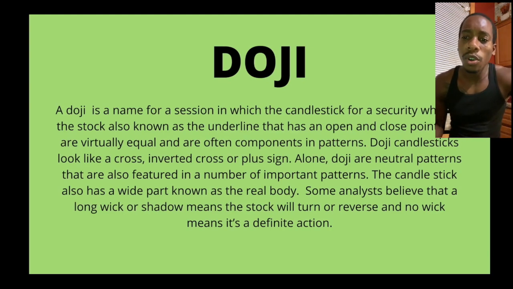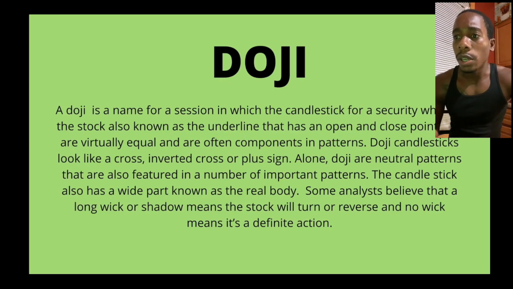The candlestick also has a wide part known as the real body. Some analysts believe that a long wick or shadow means the stock will turn or reverse, and no wick means it's a definite action, right? So a doji, I want you to be able to see what a doji is, and here's what an actual doji is.